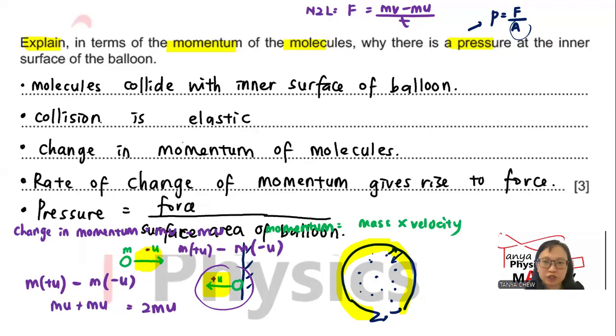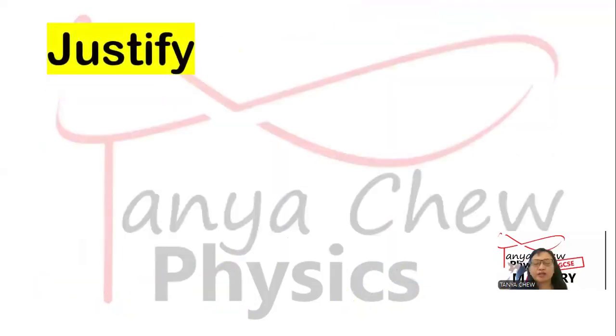And bear in mind, the collision must be perfectly elastic. So due to perfectly elastic collision, there is a change in momentum of the molecules, and the rate of change of momentum will give rise to force. Pressure is just equal to force per unit surface area of the inner surface of the balloon. There you go. The next one is justify or justification.